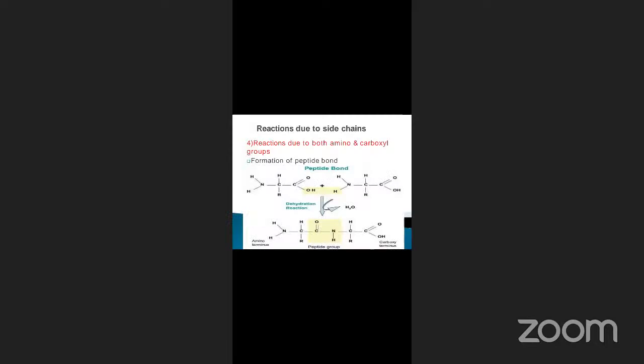So these reactions are important for metabolism to form derivatives. But if we keep on discussing like that, only the reactions will take a lot of time. So that depth is not required. So I'm skipping that section. Then the important reaction here is the reaction due to both amino and carboxyl group. This is very important because it is the basic reaction for the formation of protein.